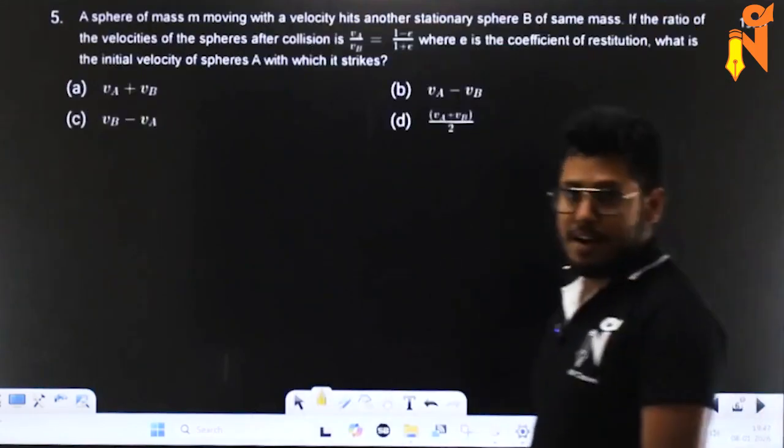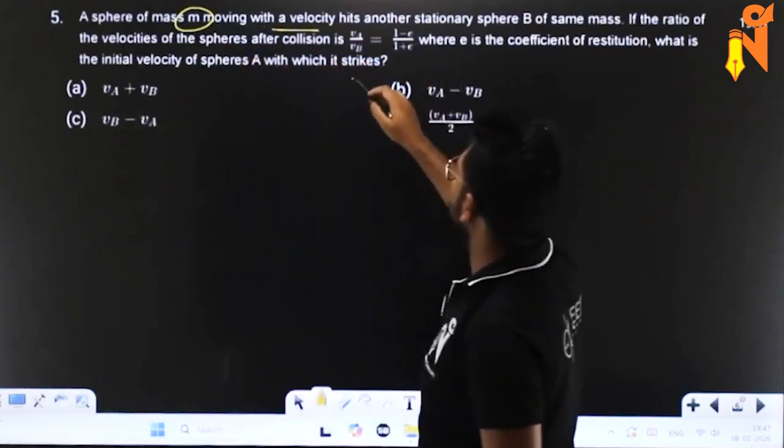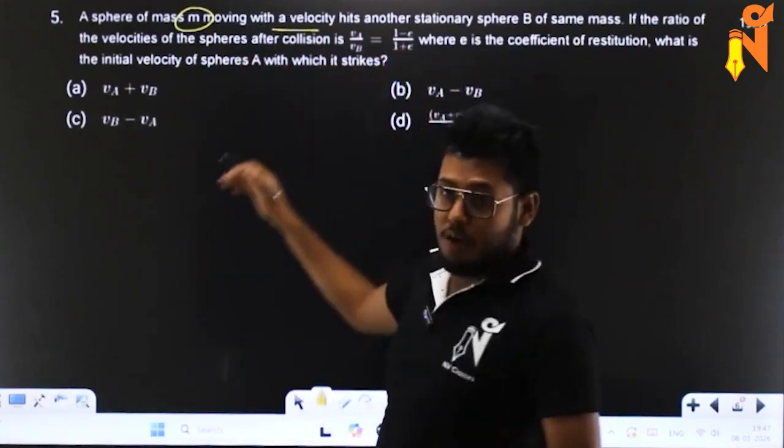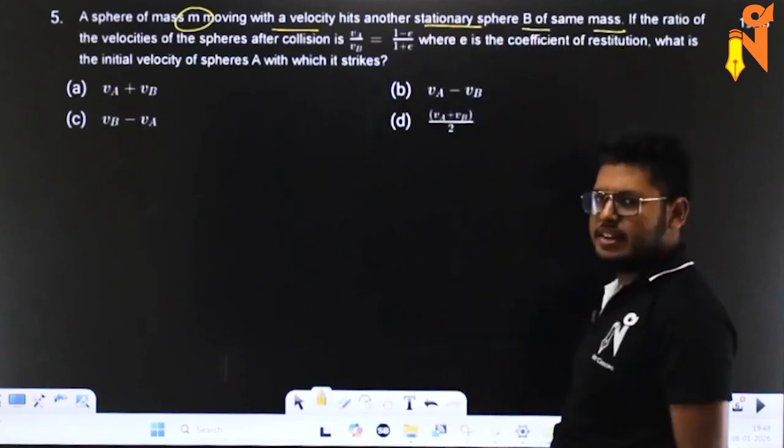Let's go to the next one. A sphere A of mass small m moving with a velocity. Acha, how much velocity they have not said. It hits another stationary sphere B of the same mass. Nice, the mass is the same.